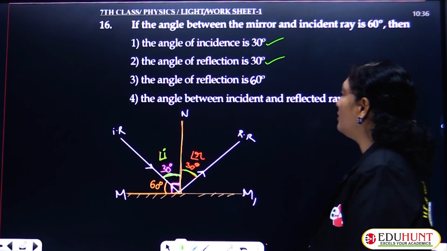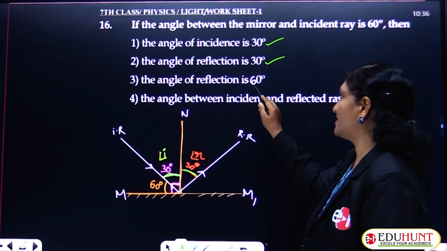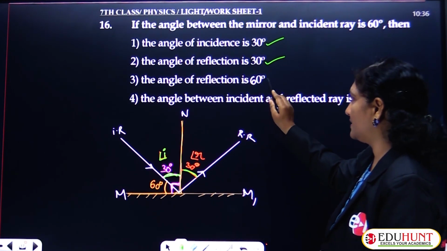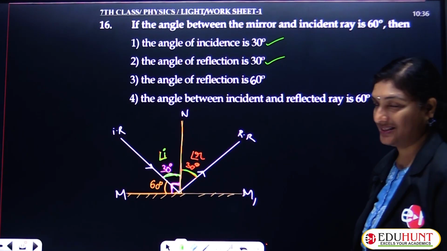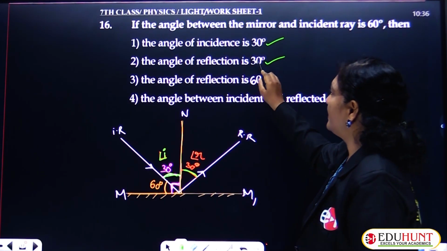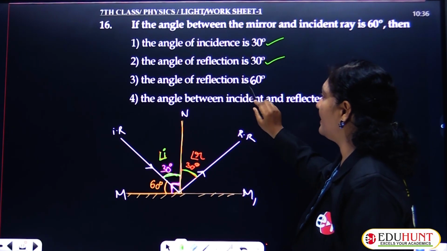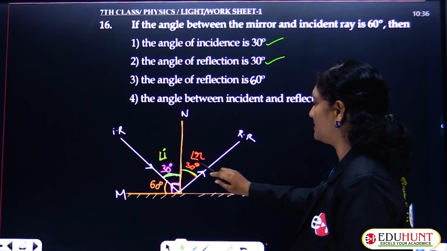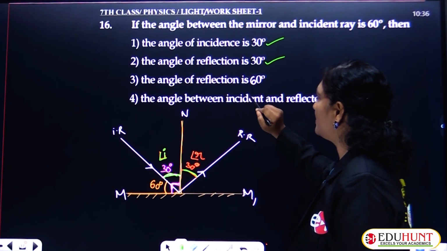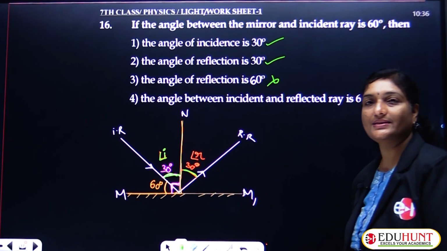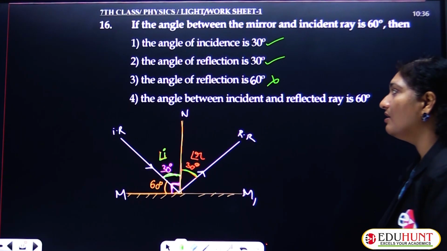Moving to the angle of reflection. Some small correction I have made, children. Earlier it was given as 30, but actually it should be 60 degrees. So, in the second question, they gave the angle of reflection as 30 degrees. In the third part, they gave the angle of reflection as 60 degrees. The angle of reflection we just found is 30 degrees, so it cannot be 60 degrees. So, the third option must be false.